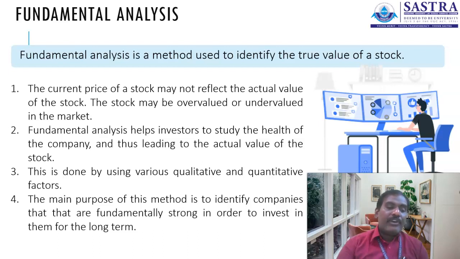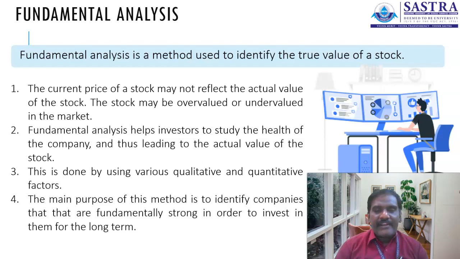Those qualitative and quantitative factors are like economic conditions, political situation, legal environment prevailing in the market. The taste and preference of the consumers who are in the market, the type of competition prevailing in the market. These factors are qualitative in nature, whereas the quantitative factors are like the financial performance of the company, profit generated by the company for a specific period of time.